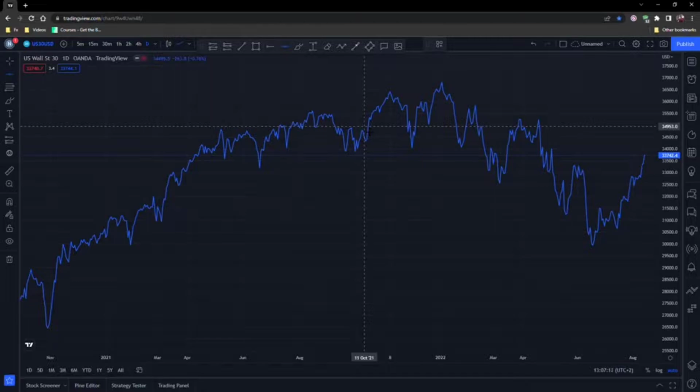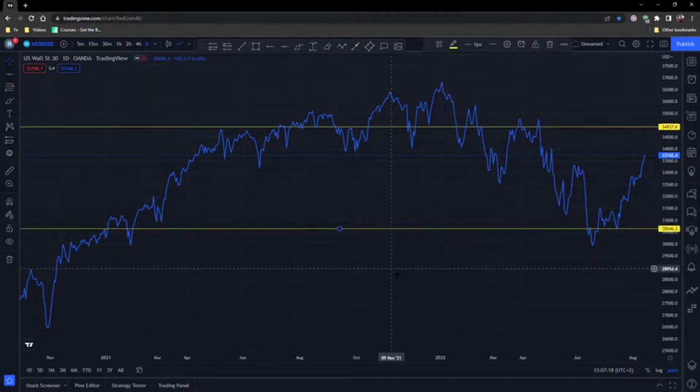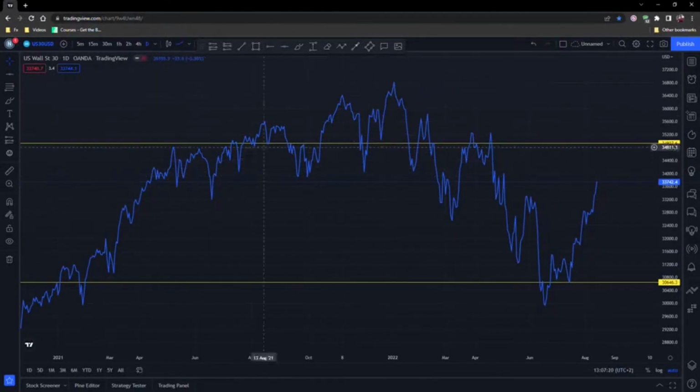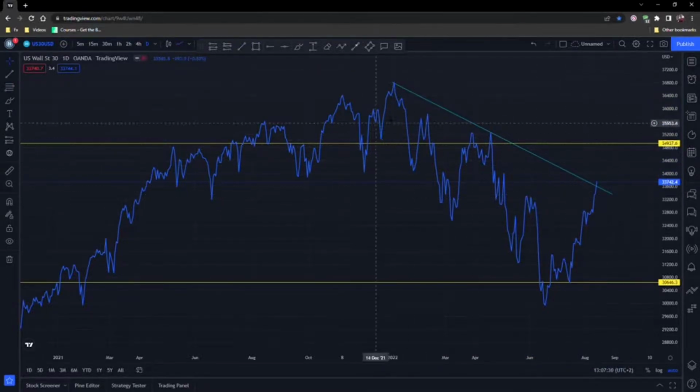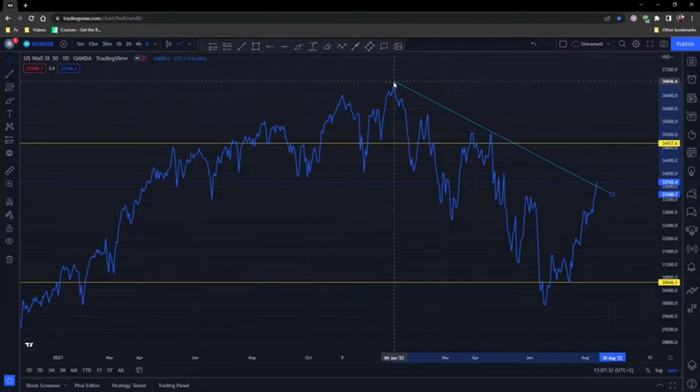So we're gonna plot our high, right? And then we're gonna plot our low. So that's gonna be our high and that's gonna be our low for the week. Let's go looking at this. We're still at the top, we're at the top as you can see right there.